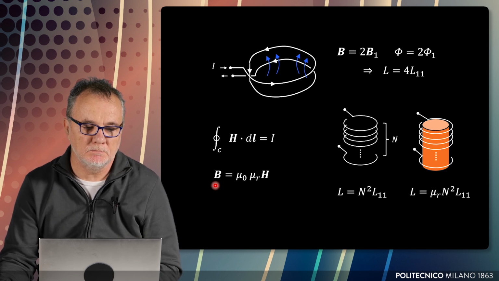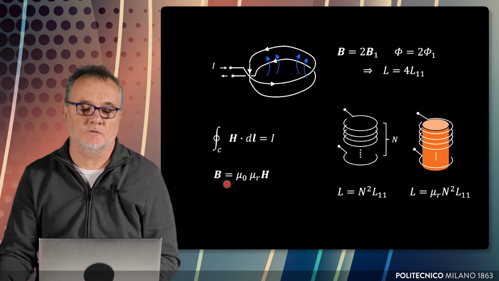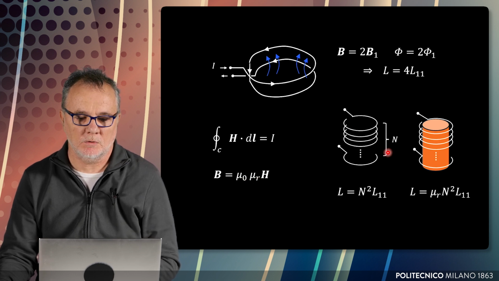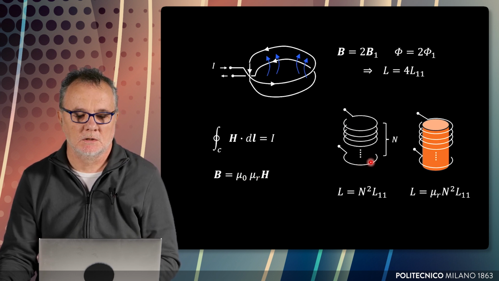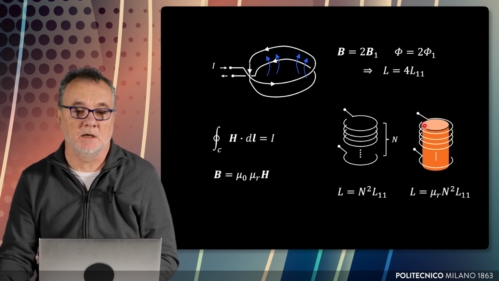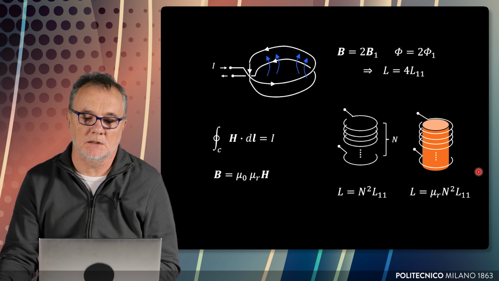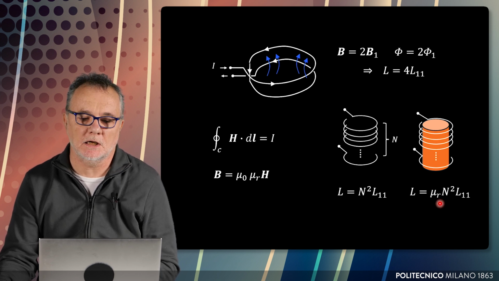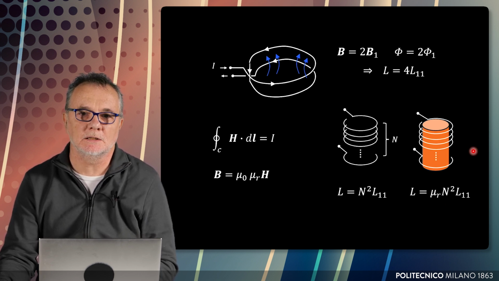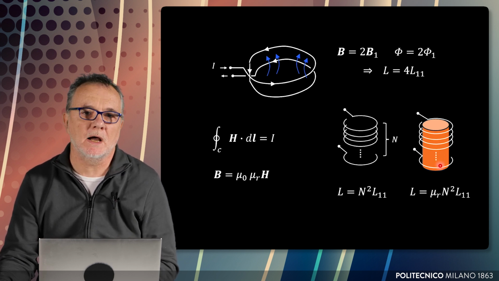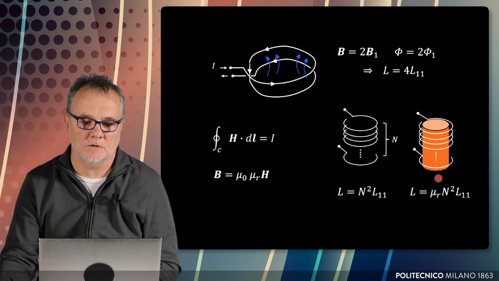Now, what we know is that B, we are computing the flux of B, is related to H by proportionality, in which we have the permeability of vacuum times the relative permeability. Therefore, if we substitute inside this multi-loop system a material which has a high value of permeability, what we obtain is a great increase of the inductance. So this is a way to realize inductors using some ferromagnetic material surrounded by wires on which a current flows.